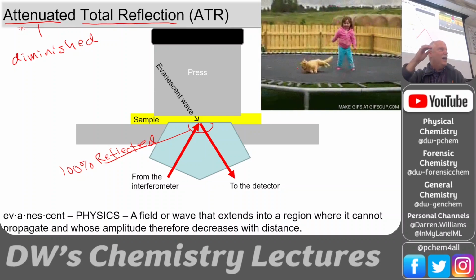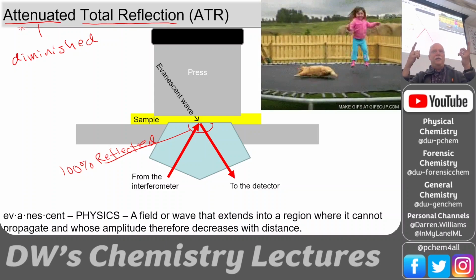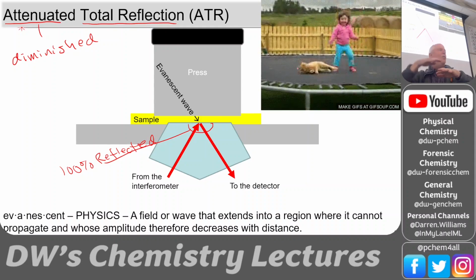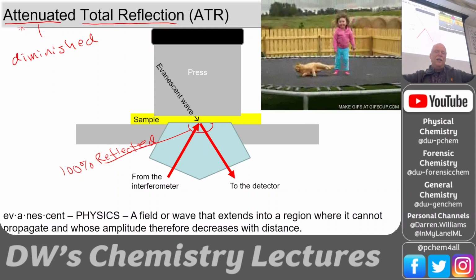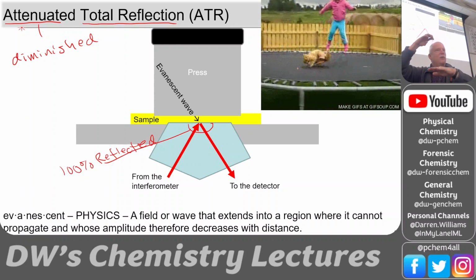Okay. Now you've got to get it really close to the surface because this doesn't leave the diamond. That's the thing that's weird. It's called an evanescent wave. It's sort of a hidden wave above that diamond. So you've got to get your sample as close to that surface as possible, which is why we have a press. We press it down.